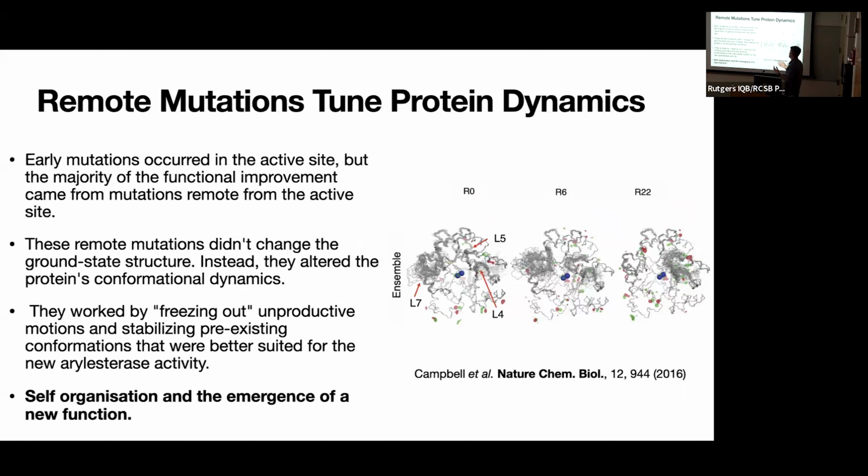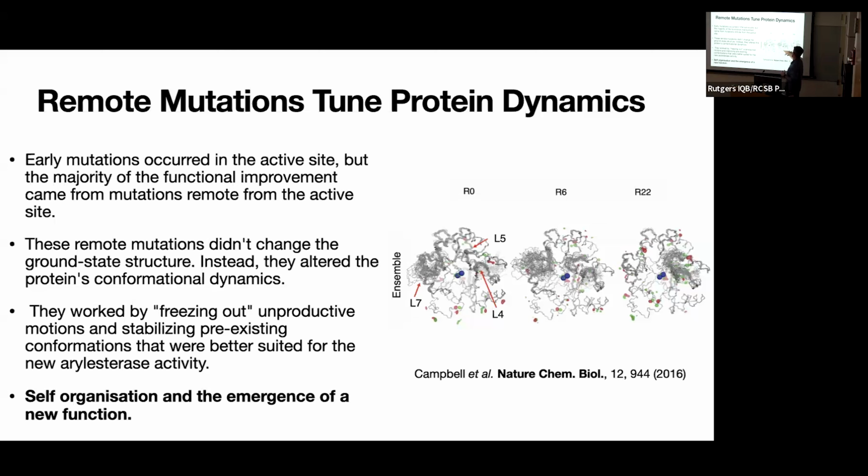I'll get to a whole thing about smoothness and ruggedness, but basically these remote mutations didn't change the ground state structure. So we solved all the structures. The final RMSD was less than 2 angstrom. So if you look at the ground state structures and just superimpose them, it's all the same structure. And at that point, you're starting to lose your mind and coming up with insane theories.